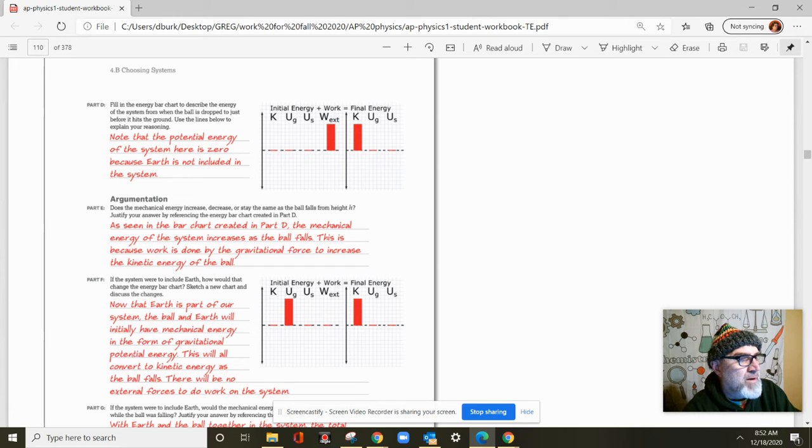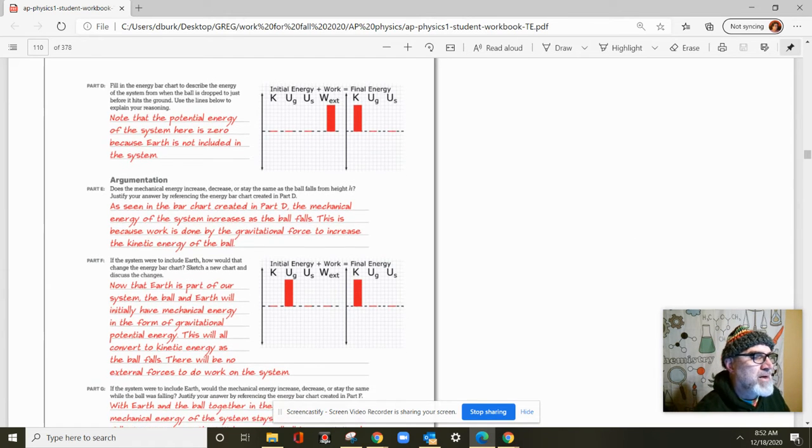And then as the ball falls, all this external work was done, I guess, to raise the ball up. And then when it falls and it's just about to hit the ground, all the energy is kinetic. The mechanical energy of the system increases as the ball falls. Work is done by the gravitational force to increase the kinetic energy of the ball. Right, because it started, I don't know. I'm kind of confused about this still. This whole, it had positive work. It had external work to begin with.